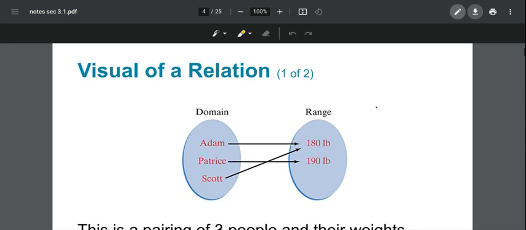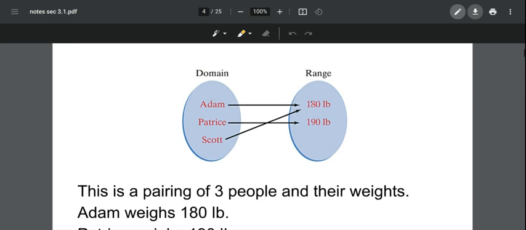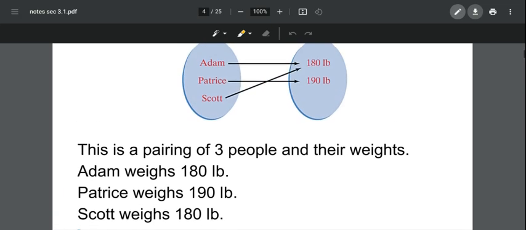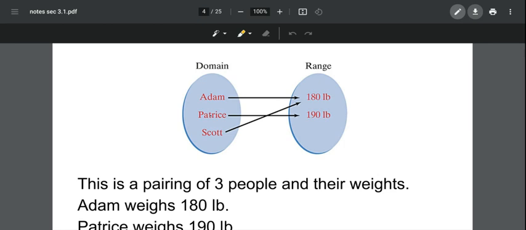And here is an example of a relation. We have two sets. Set A is the domain, the inputs of the relation. Set B is the range, the outputs. Here Adam corresponds with 180 pounds, Patrice corresponds with 190 pounds, and Scott corresponds with 180 pounds. So this relation represents three people and their weights. Technically in this mapping, Adam weighs 180 pounds, Patrice 190 pounds, and Scott also weighs 180 pounds. So this is a relation because each element from the domain corresponds with one or more elements from set B, which is the range.